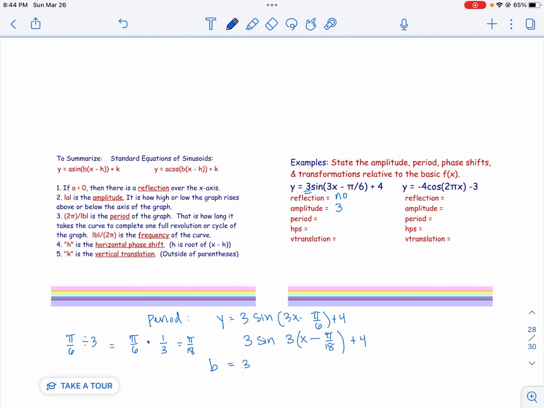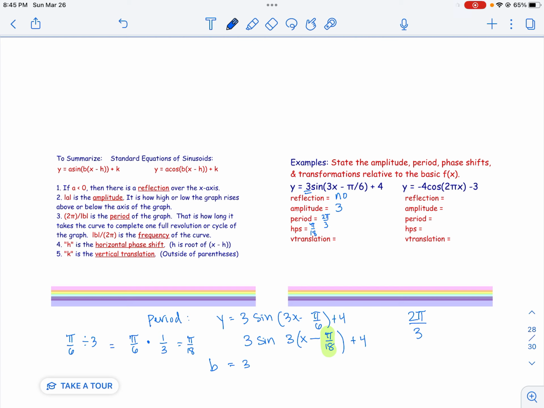Okay, now I have a B value of 3, and what I'm going to do is find the period by taking 2 pi over 3. The period is just 2 pi over 3. That means between 0 and 2 pi over 3, I'm going to see one full curve of this sine function. Now, horizontal phase shift means how is this graph shifting to the left or to the right? Well, if I look at my equation here, I'm going to be shifting to the, you guessed it, right, because I see subtraction, to the right by pi over 18.